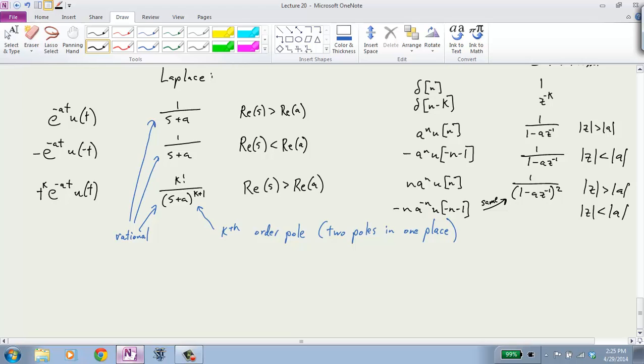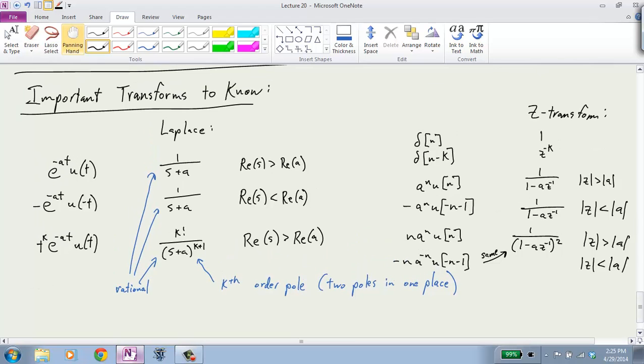Okay, so let's look at one of these simple ones that I have here, like a to the n u of n, and let's plot the poles and zeros.